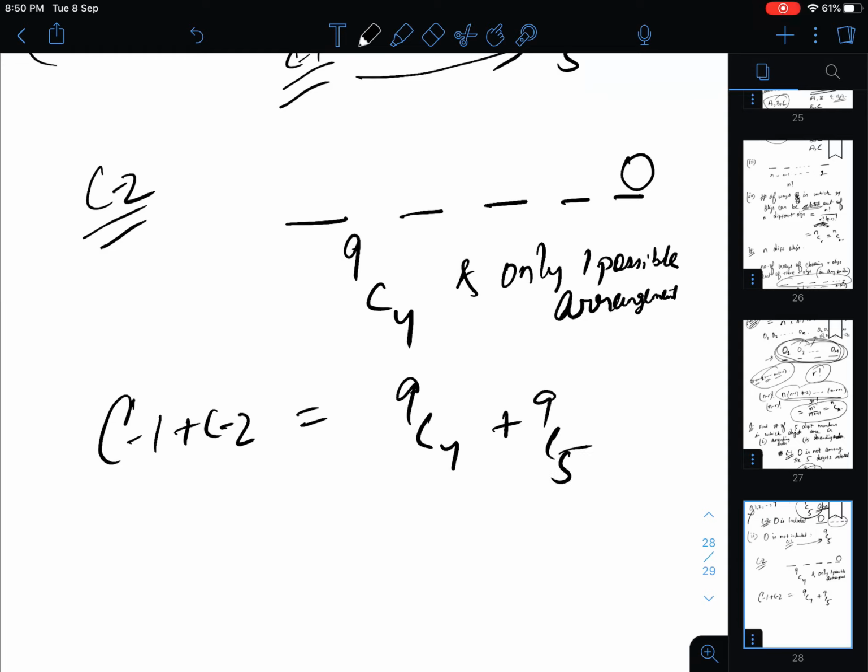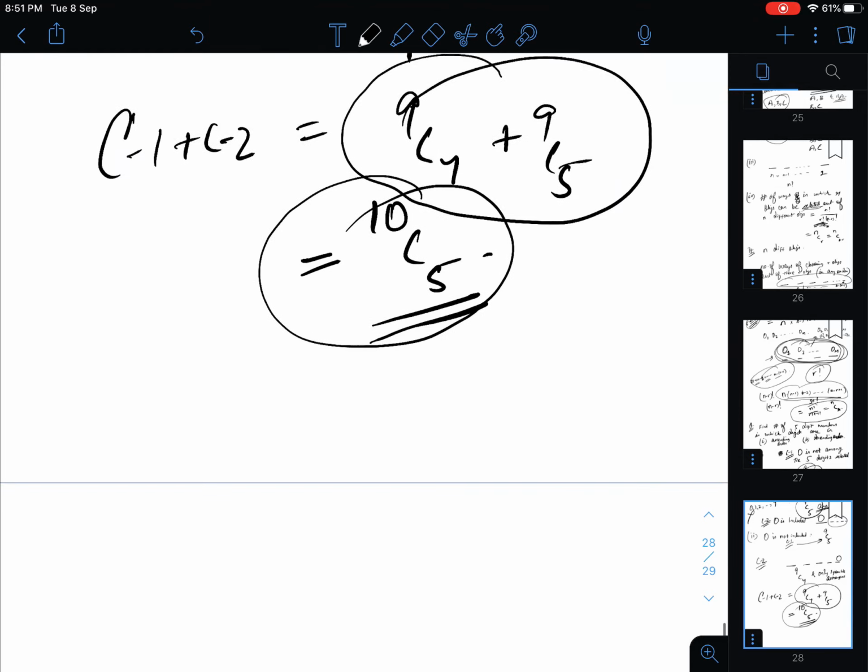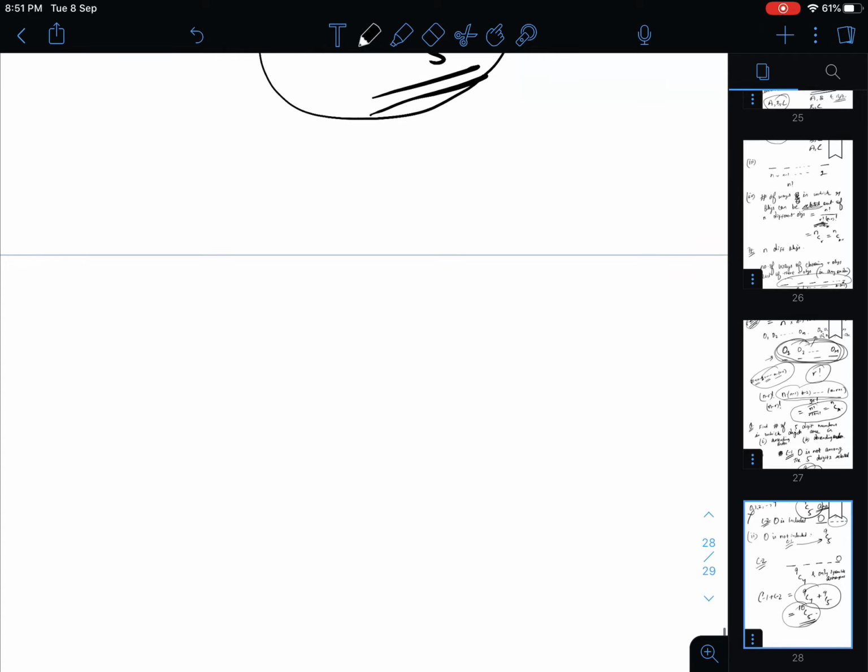And if you have studied a little bit of binomial, then you would recognize that this is nothing but 10C5. I'll cover these binomial related concepts in a later chapter, but for now, if you are uncomfortable with this, then you can just compute this directly and calculate the answer.